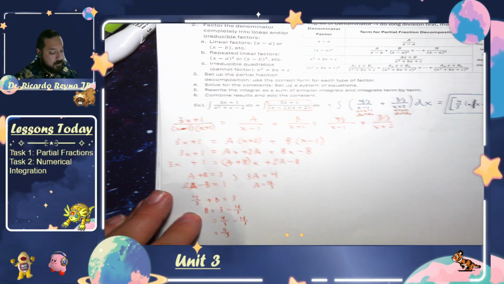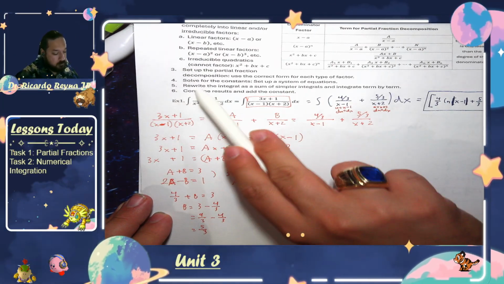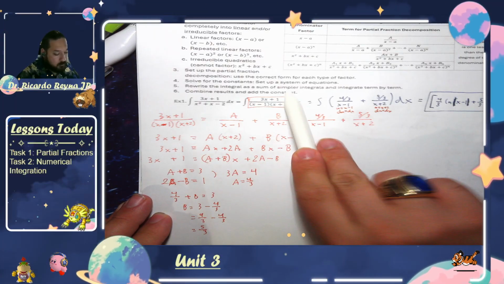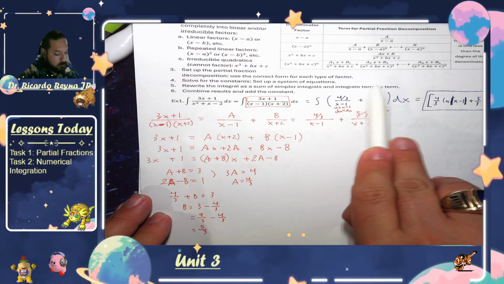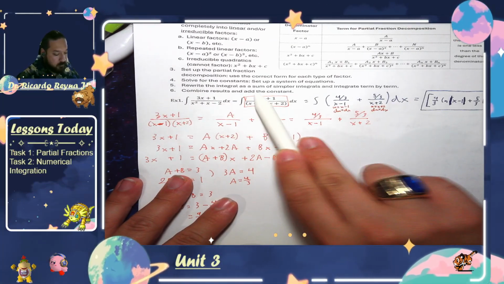Step 4. Solve for the constants. Set up a system of equations. Step 5. Rewrite the integral as a sum of simpler integrals and integrate them term by term. Number 6. Combine results and add the constant.